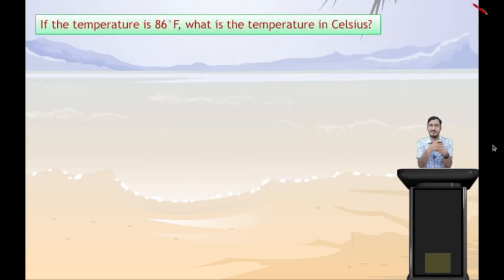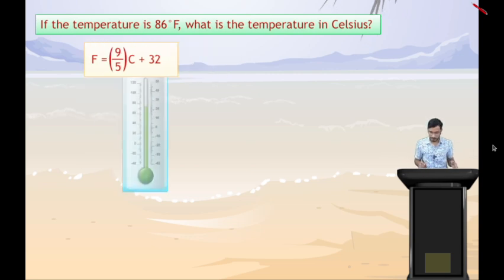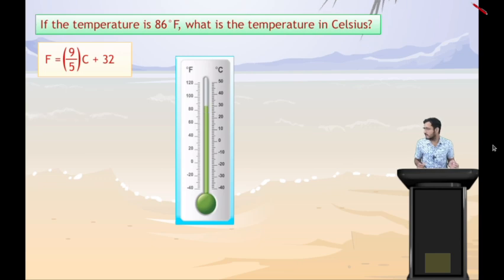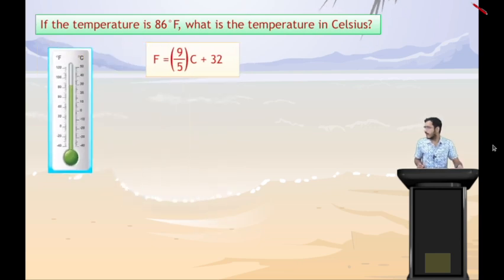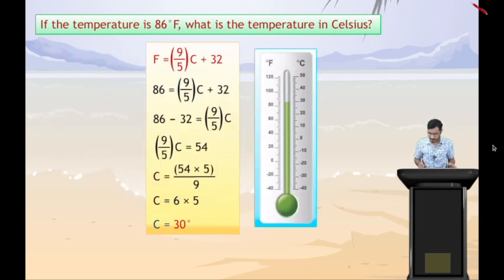Now if the temperature is 86 degrees Fahrenheit, what is the temperature in Celsius? Again, the relation between F and C is F equals 9 by 5 C plus 32. Here we will find the value of C. Put the value of F: 86 minus 32 is equal to 9 by 5 C, then 9 by 5 C is equal to 54, and the value of C is 54 into 5 by 9, and 6 times 5 is 30. So C is equal to 30 degrees Celsius.